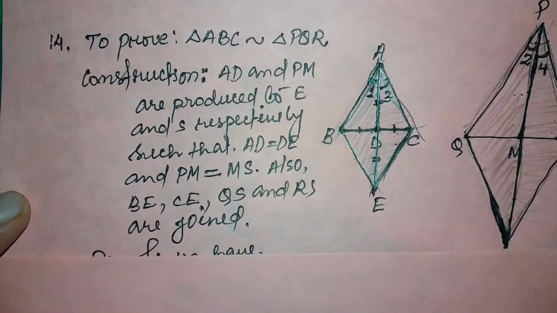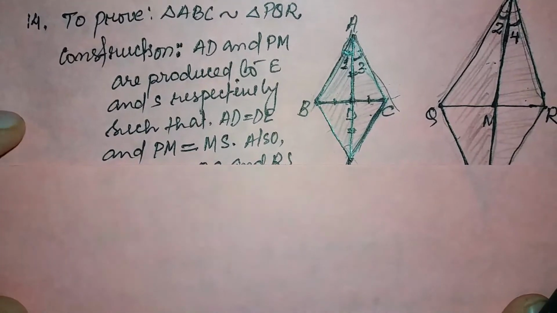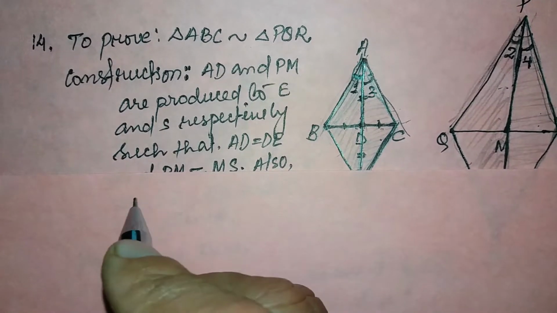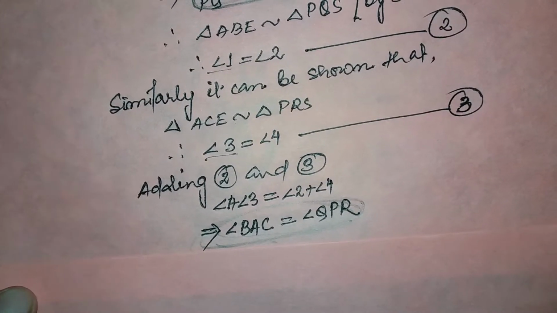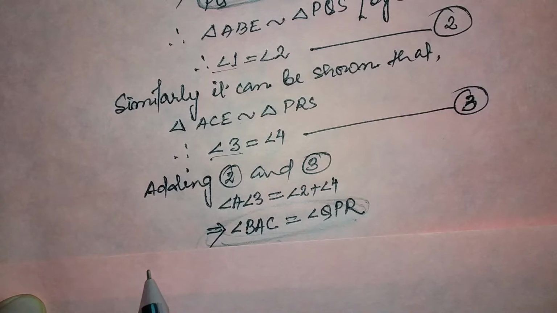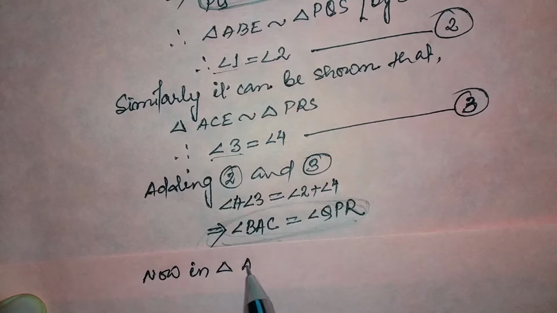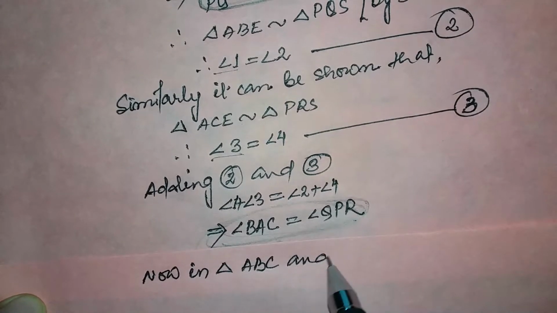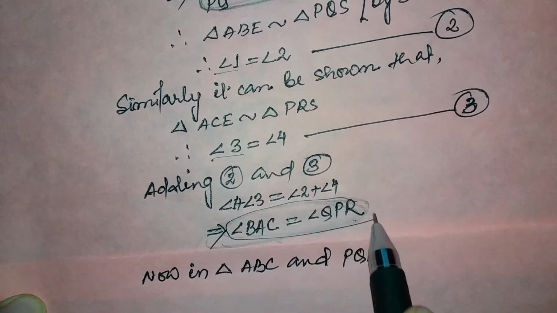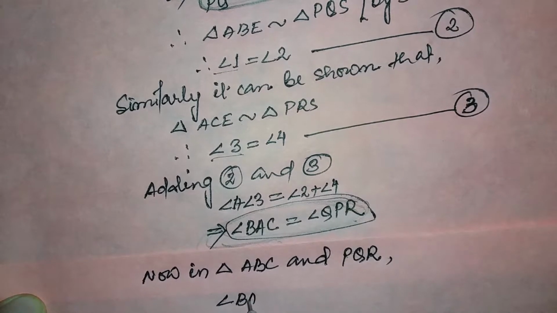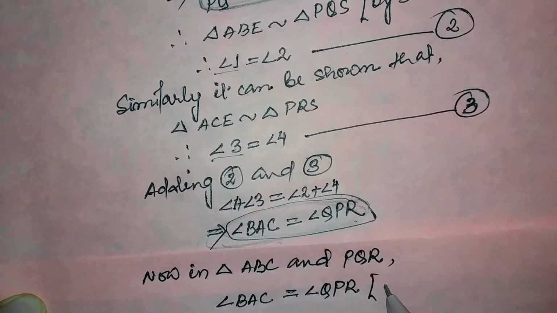Now finally we can compare these two triangles, that is triangle ABC and PQR. So let's see what is equal now. In triangle ABC and PQR, we're going to write angle BAC is equal to angle QPR. You can write here, shown above.